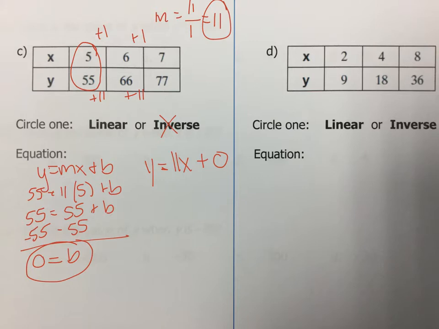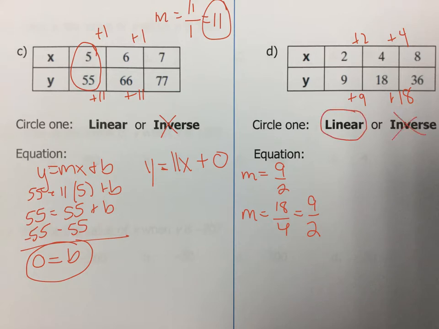If I look at part D, same process. Here if I check for my slope, my x's increase by 2, and then increase by 4. My y values increase by 9, and then they increase by 18. So if I check my slope off to the side here, my slope would be 9 over 2 for the first one, and for the second one, 18 over 4, which is the same thing as 9 over 2. So I do get the same slope, so it has to be linear, it cannot be inverse.